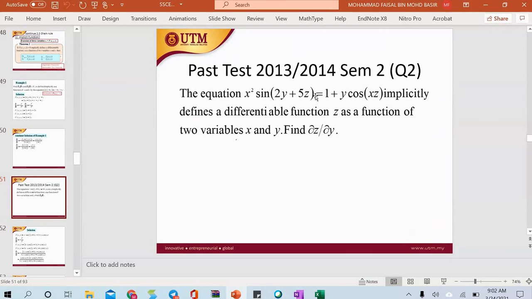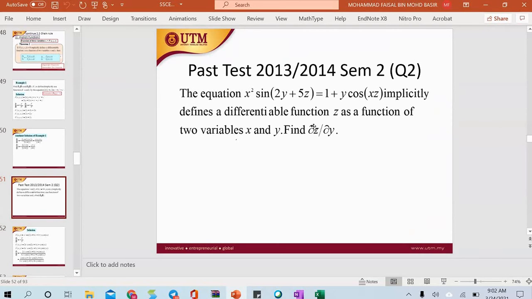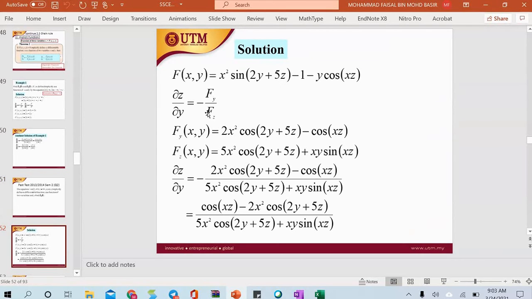The equation will be like this. Find the differentiable function, find ∂z/∂y. So again, bring everything to the left, then see the question asks for ∂z/∂y, which means negative fy over fz. For fy, differentiate with respect to y, so x and z will be constant. To differentiate this, you just substitute sin with cos. Differentiating the inside gives 2. The z term will be 0, and x will be cos x z.